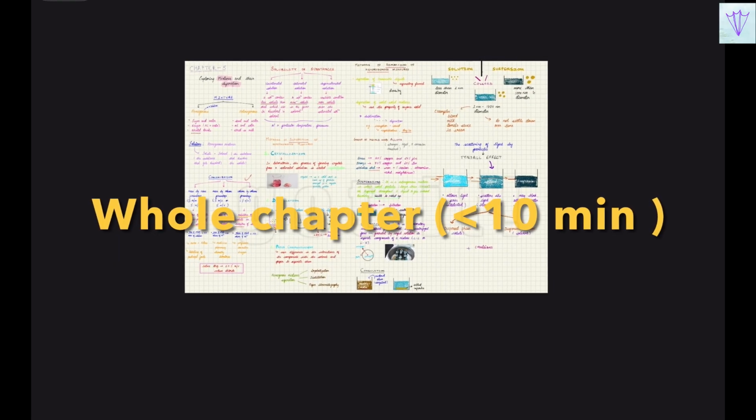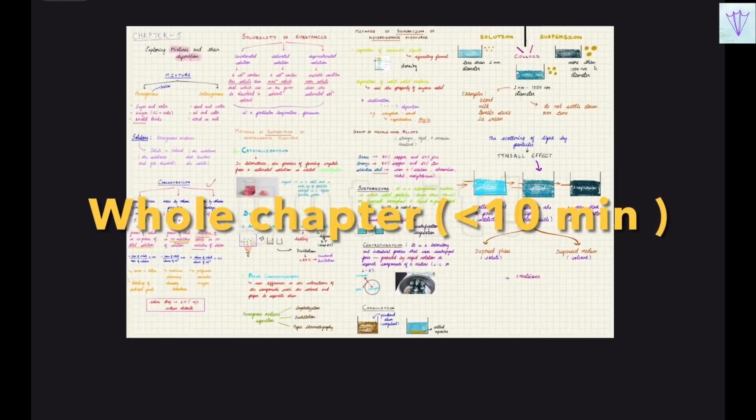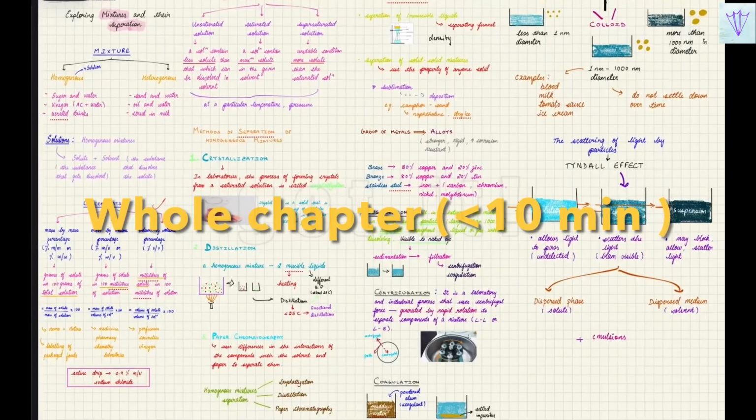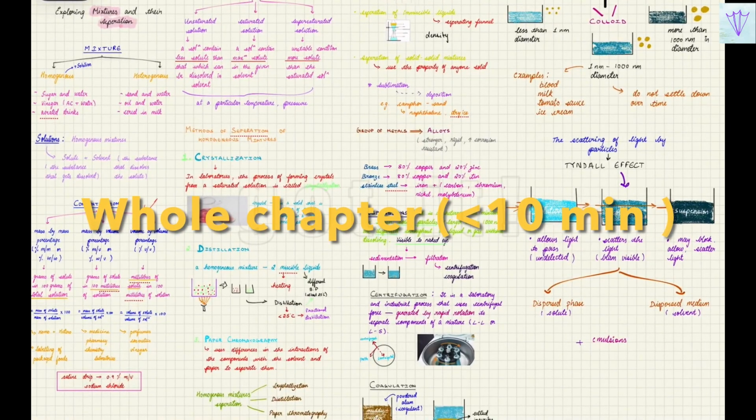One page and your one chapter will be sorted and your 5 marks are secured.